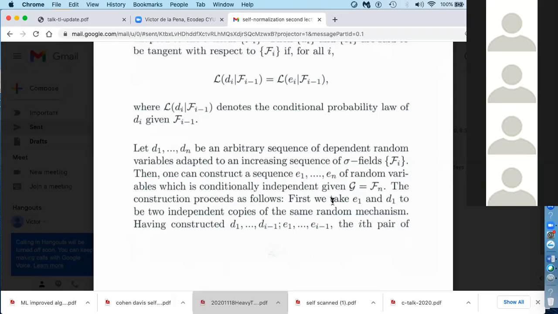So to construct the E_i's, you assume that you have access to the random mechanism that produces the D_i's. We take two independent copies of D_i, and I call one of them E_1 and the other one D_1. So I have two independent copies of D_1. I am not assuming anything about the distribution of the variables, and I am constructing two independent copies of that, okay?